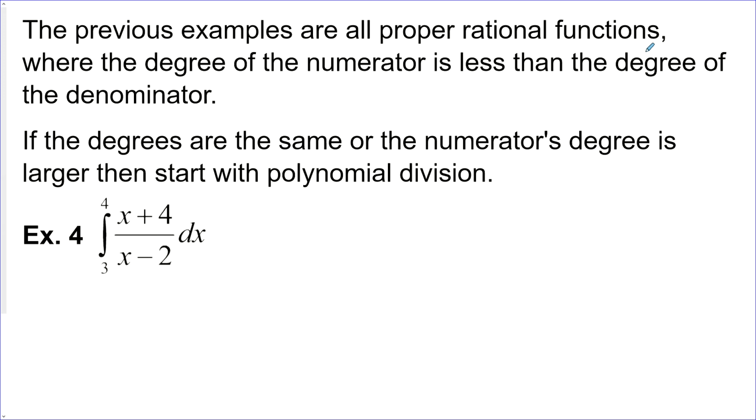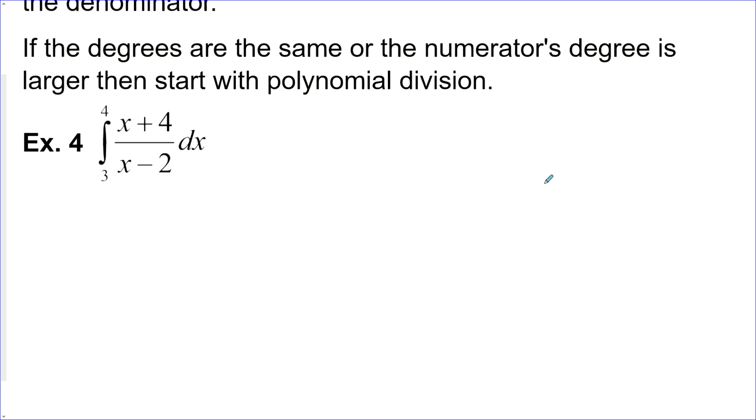That's where the degree of the numerator is less than the degree of the denominator. If the degrees of the numerator and denominator are the same, or if the degree of the numerator is larger, then we want to start with polynomial division and see what we can simplify with that as our first step. So in this example, we see that the degrees are the same, so we're going to start with polynomial division, x plus 4 divided by x minus 2. Goes into it once, and x minus x is 0, and 4 minus -2 is 6.